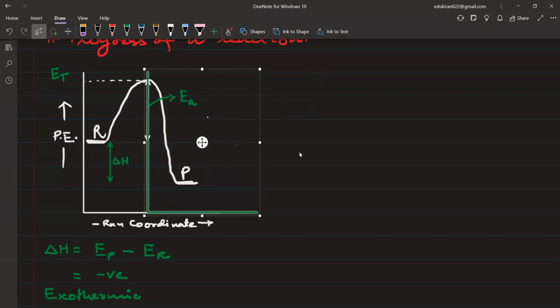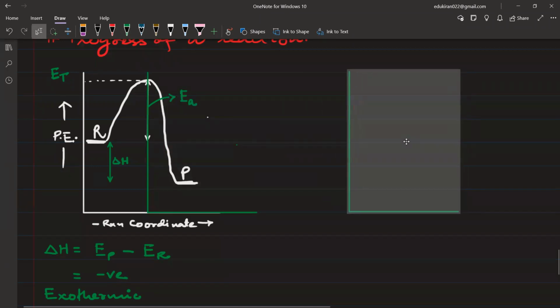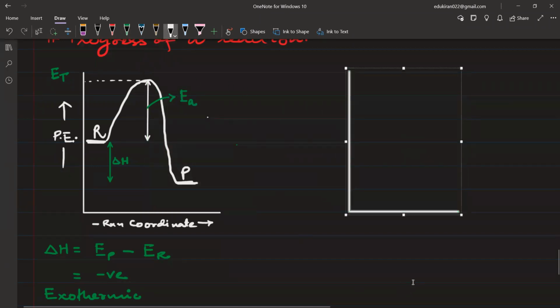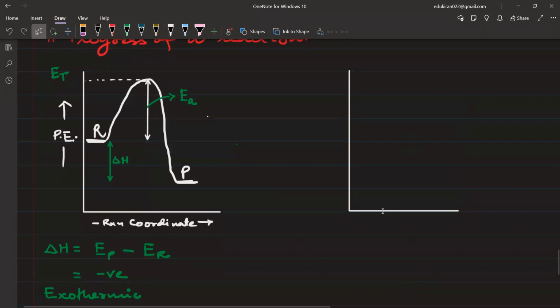Oh, it is happening like this. So should we draw the graph? Yeah, please draw the graph.